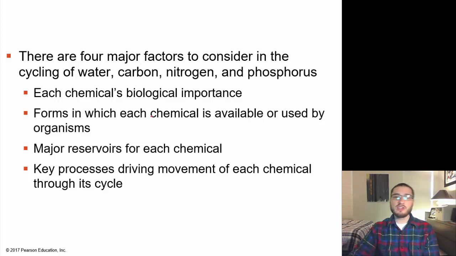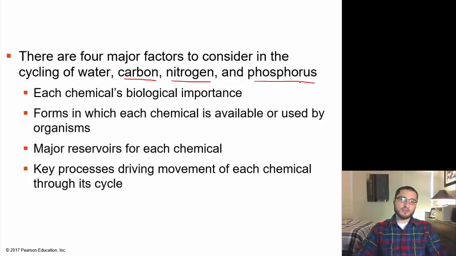But these are four major factors to consider in the cycling of water, carbon, nitrogen, phosphorus. So like I said, the big ones that we'd like to talk about: carbon, nitrogen, phosphorus. Obviously, water is very important, but I think by now you have a general idea of what goes on with the cycling of water.